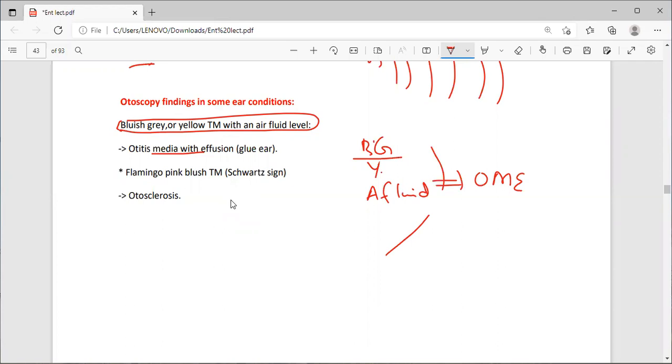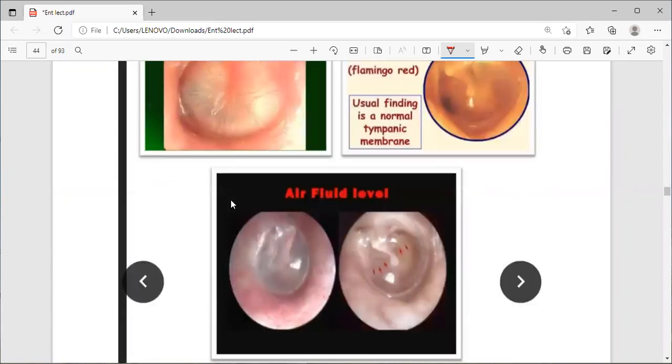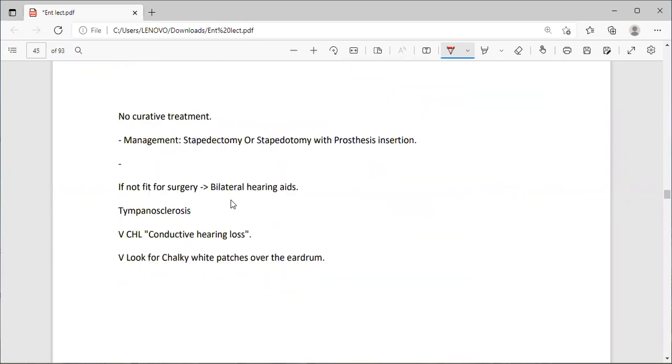The next one is the flamingo pink sign of the tympanic membrane, and this is called the Schwartz sign. So what is Schwartz sign? Let me tell you briefly about otosclerosis first, then we'll come back to it. I will explain these as well.